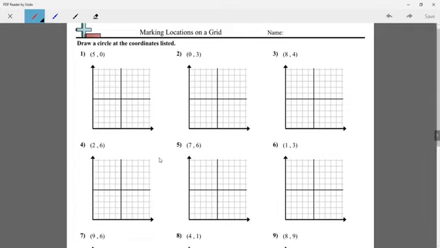Alright, so this is another video on just how to plot points. So we are supposed to just draw a dot at this point. Now this graph is not labeled, so let's just label it. This corner here is 0, 0.